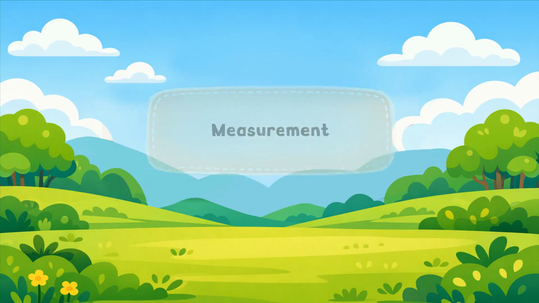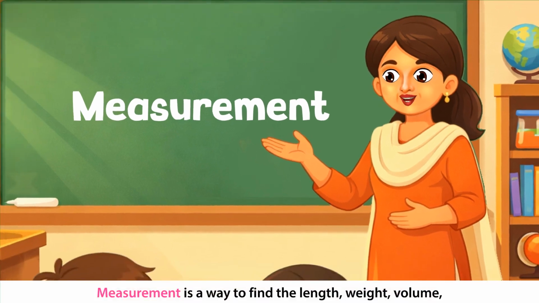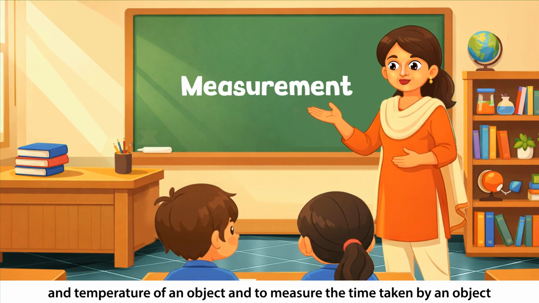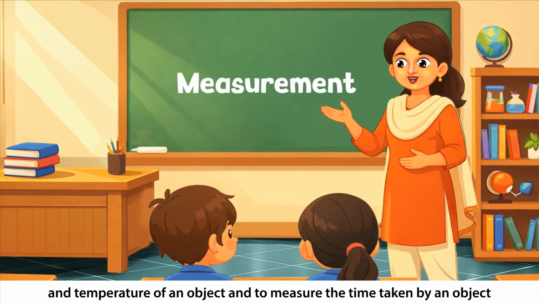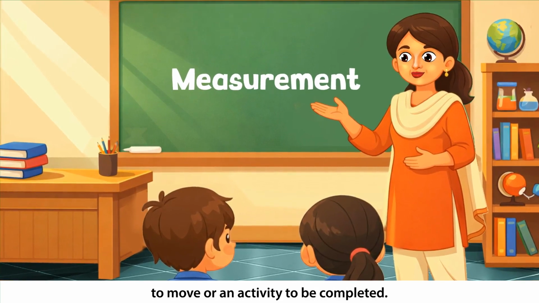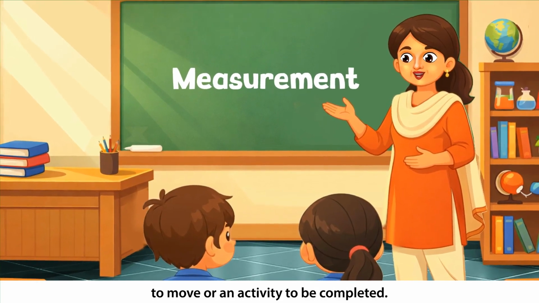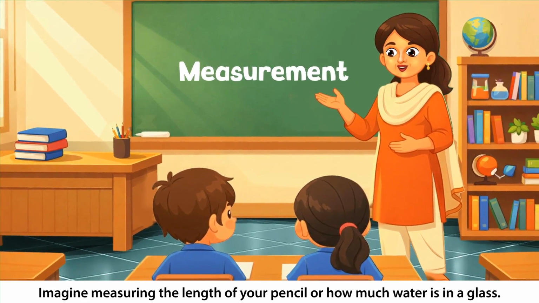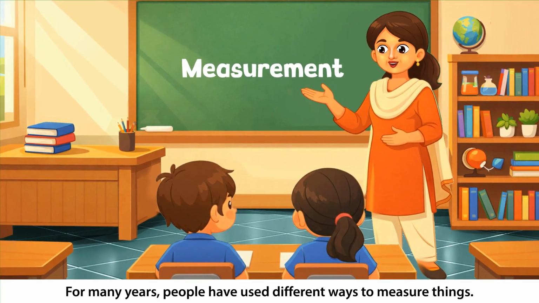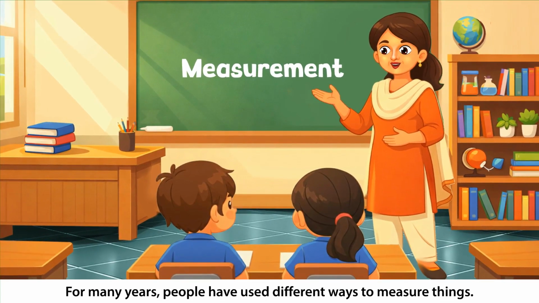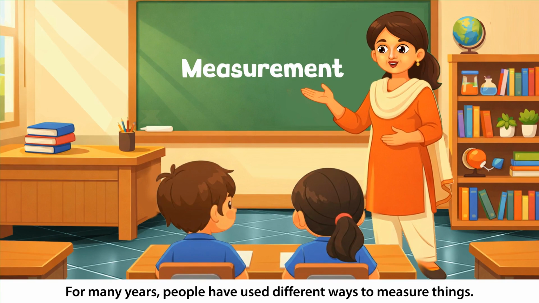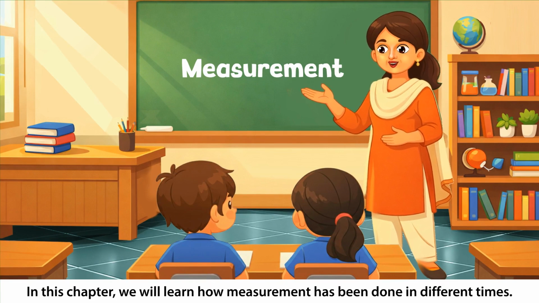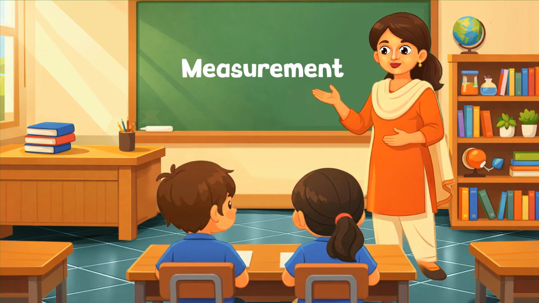Measurement. Measurement is a way to find the length, weight, volume and temperature of an object and to measure the time taken by an object to move or an activity to be completed. Imagine measuring the length of your pencil or how much water is in a glass. For many years, people have used different ways to measure things. In this chapter, we will learn how measurement has been done in different times.